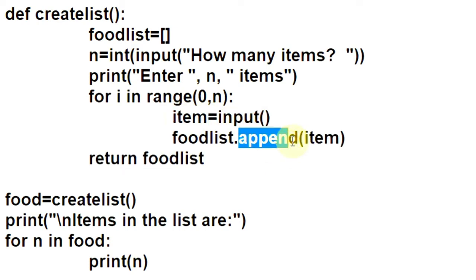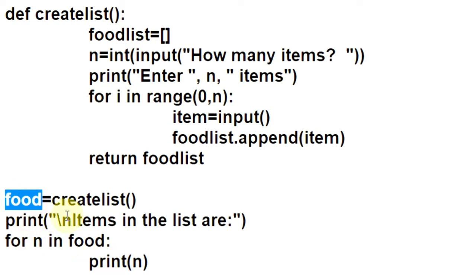This append function will add the pizza to the food list, right? So append means add at the end. So the loop will run 3 times. Every time it will ask the user to enter something, and that value will be appended to the food list. And when the for loop gets over, control will come to this return statement. It will return the food list with whatever number of elements are there to the main function, and which will be assigned to this food variable. That also means that food is nothing but a list now.